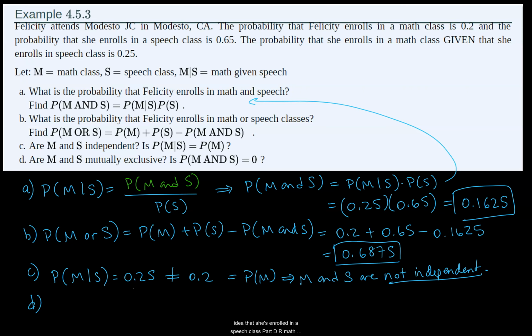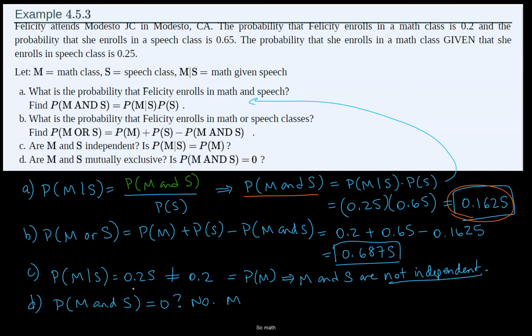Part D, are math and speech mutually exclusive? Meaning, is the probability of math and speech 0? Well, we found that out in Part A. Part A up here calculates math and speech, and we get 0.1625. That is definitely not 0. So math and speech are not mutually exclusive.